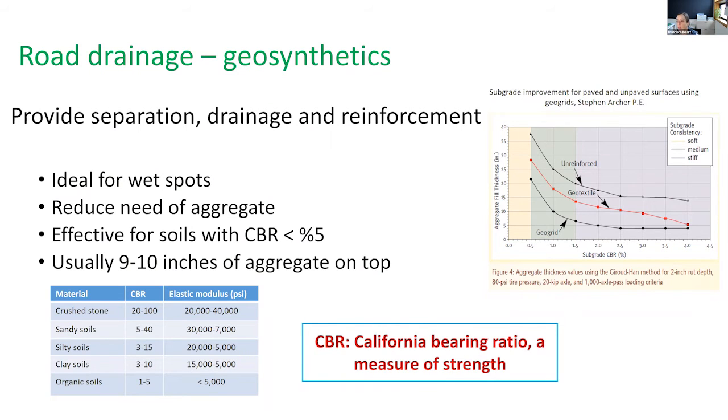So let's briefly talk about geosynthetics. What they do is provide separation, drainage, and reinforcement. These are ideal for wet spots. They're not really meant to be implemented across miles and miles of road. It's more ideal for spots. They reduce the need of aggregate, and they're effective for soils that are very weak, including clays. And then usually these are placed, and then 9 to 10 inches of aggregate or rock is usually put on top.